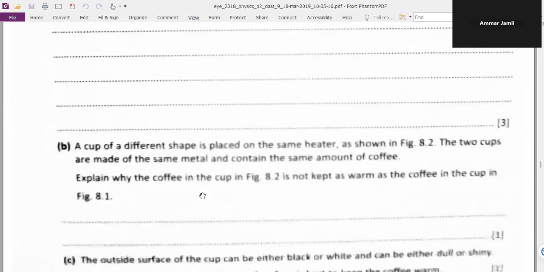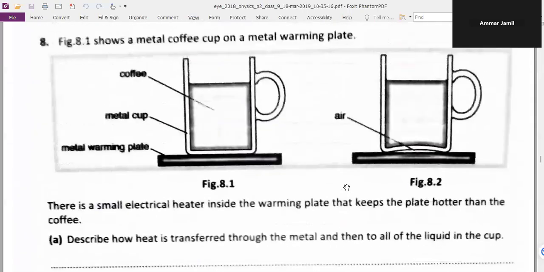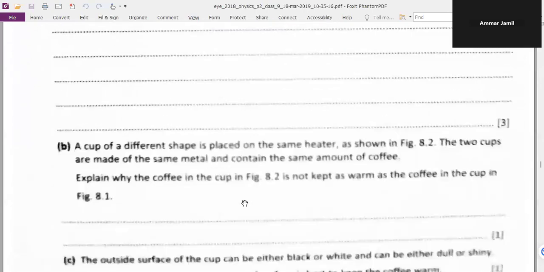And then we have why the coffee is not kept as warm: because this small air gap stops conduction from the plate to the cup. The air gets warm, and air is not a good conductor of heat, so that's why it will not get enough heat to keep the coffee warm. This cup has the full bottom in contact with the electrical heater, so it will keep it warm.